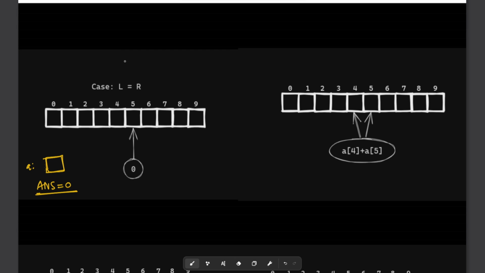So say we want to know the answer for any range L to R, which will be represented by this term. This will be 0 whenever L and R are the same.